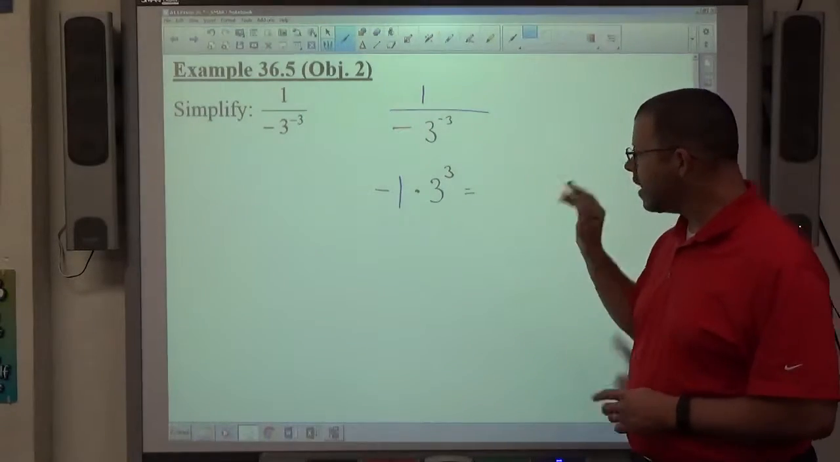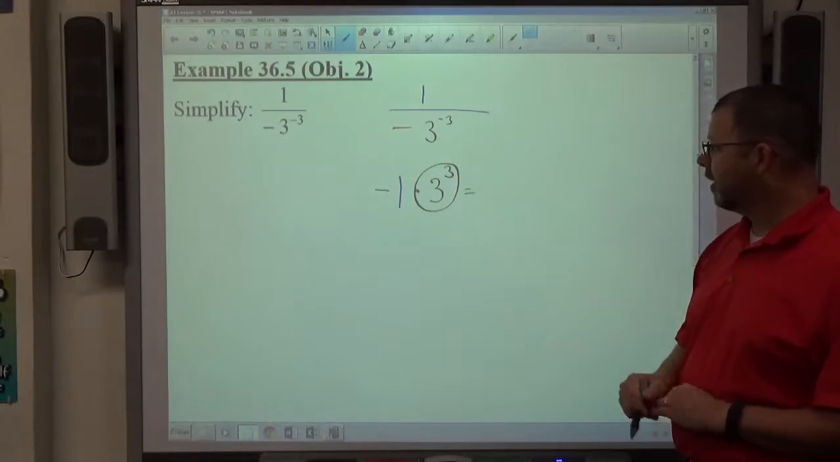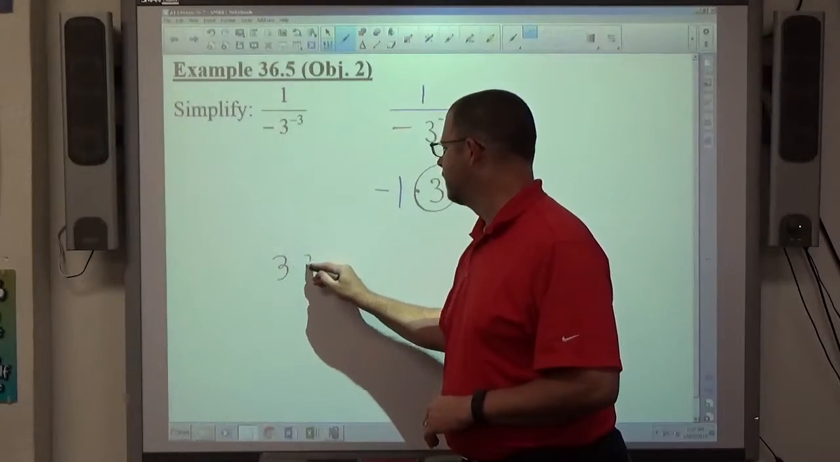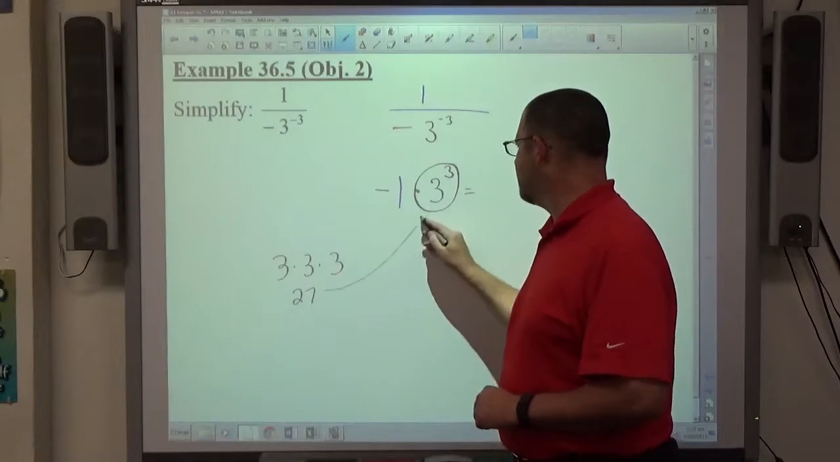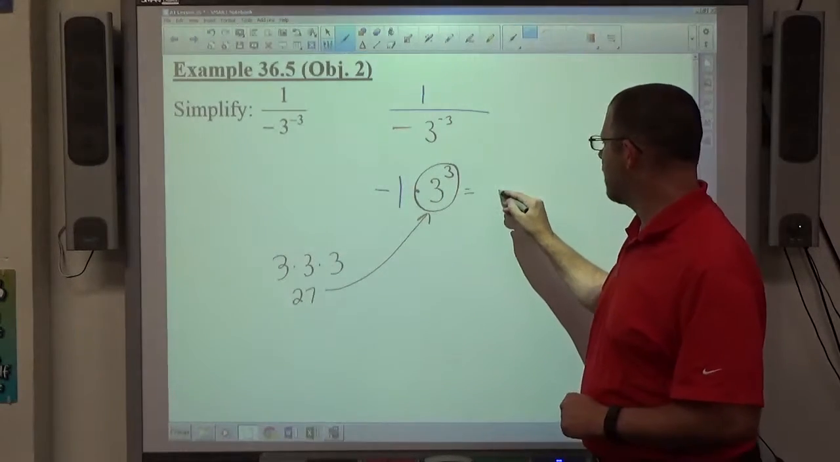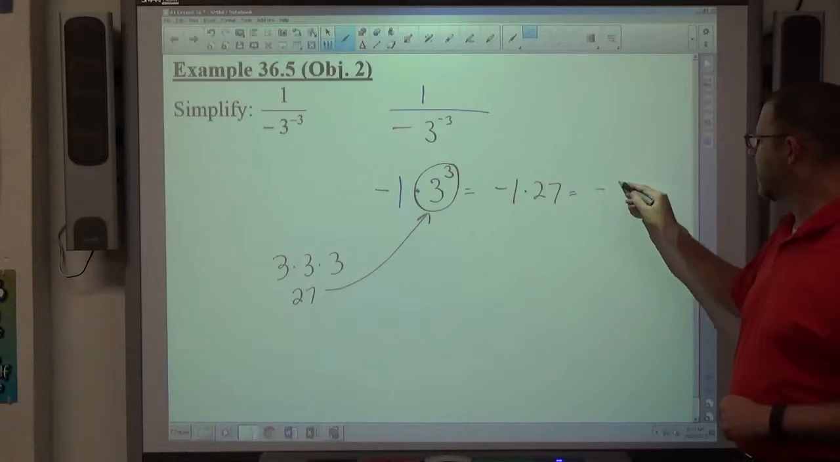simple problem. Now, what's being cubed here is 3, not negative. So 3 times 3 times 3 is what we're doing to evaluate, which equals 27. That's what that piece equals. The minus 1 is being multiplied by it. So negative 1 times 27 makes negative 27.